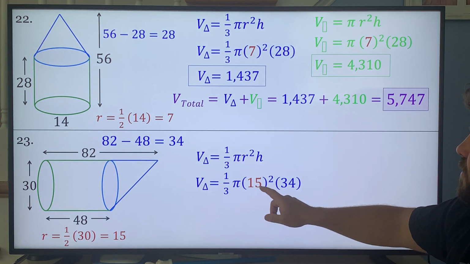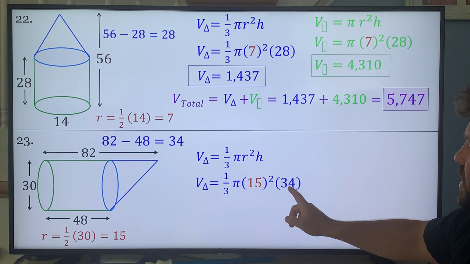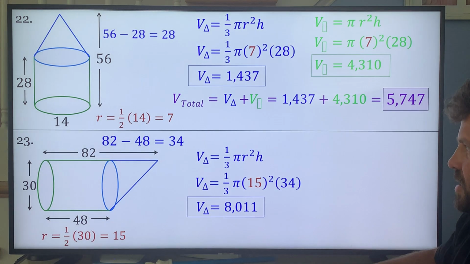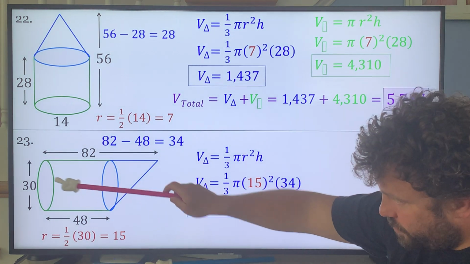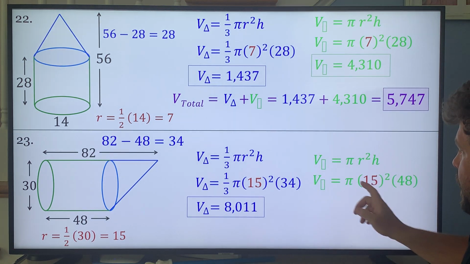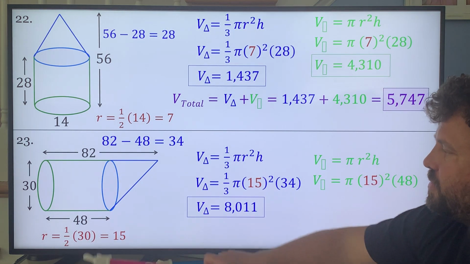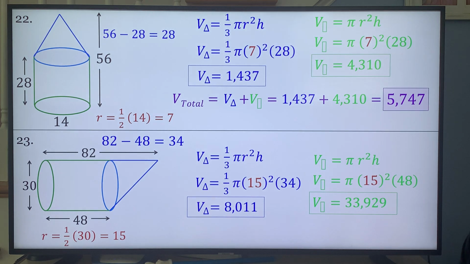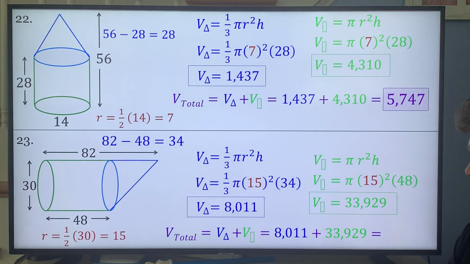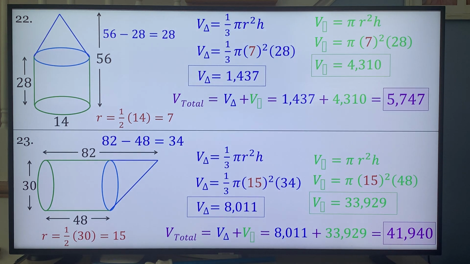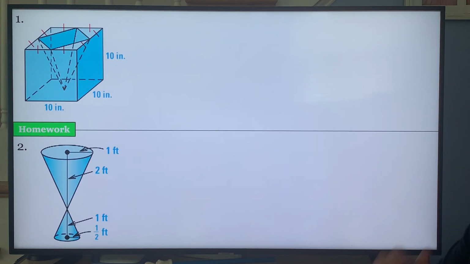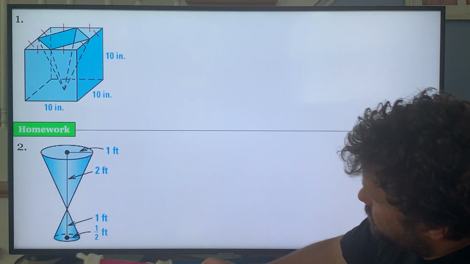1/3 pi. 15 squared, radius squared, times the height, which is 34, gives you 8,011. Radius is still 15. Pi times 15 squared times the height, which is 48, gives you 33,929. Add the two together, you get 41,940. All right, next one. All right, this is going to be homework.